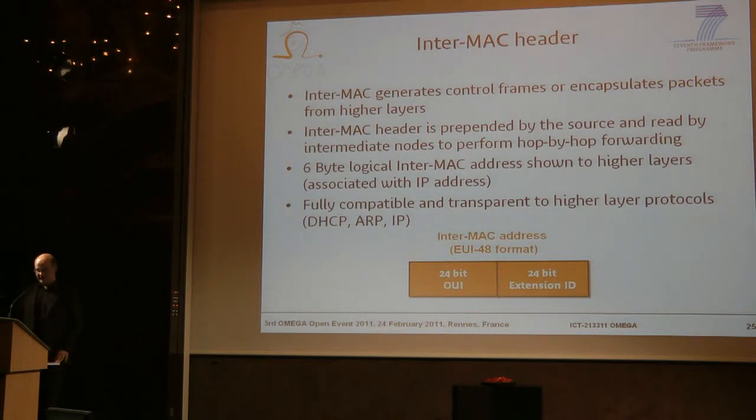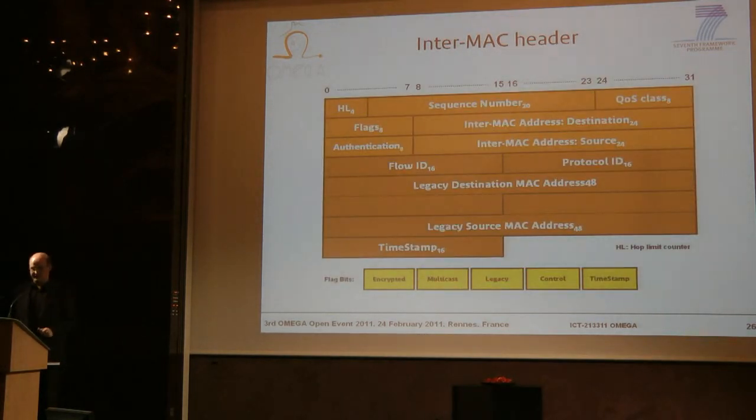Below you can see the format of the InterMAC address. So we have the OUI, which for an Omega network is the same, and we have an extension ID, which is used in the InterMAC header, as you can see here. So the InterMAC header is made up by several fields which are taken or borrowed from other protocols somehow, but we need the structure to ensure all the performance we promise. We have a hop limit counter here, a sequence number, of course the QoS class, and some flags below. So you can define whether it is an encrypted packet or a multicast or a legacy packet which has to be transferred through the Omega network.